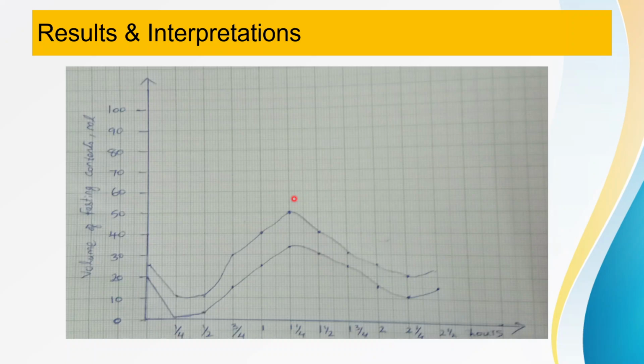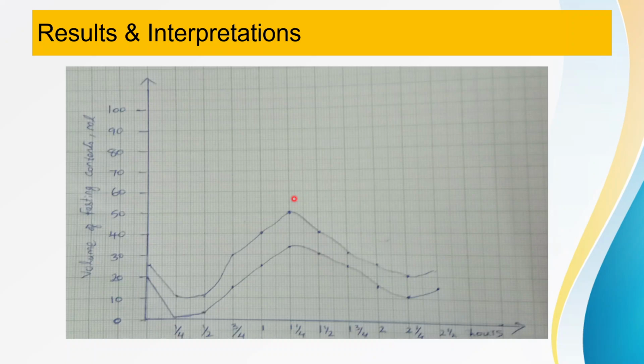In the case of peptic ulcer, the maximum free acidity can even exceed 100 milliequivalents per liter after the consumption of the test meal. In hyperchlorhydria, we can also see that the gastric juice may contain some amount of blood.